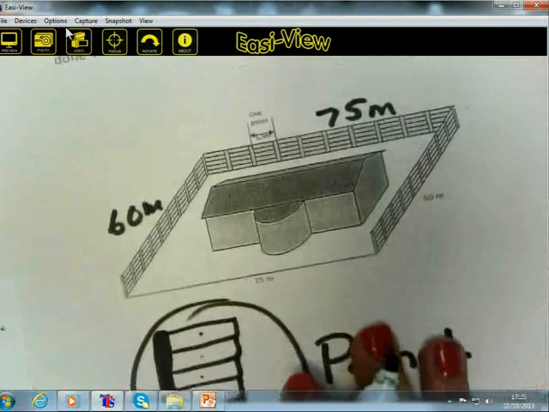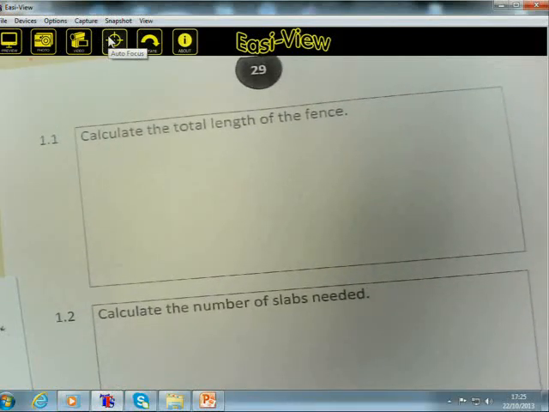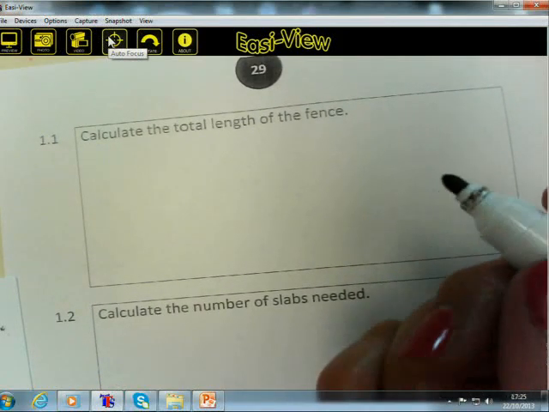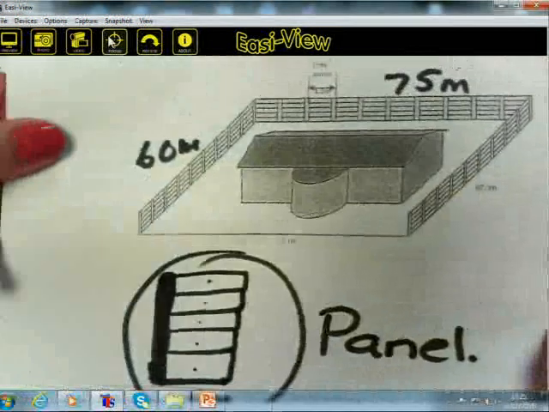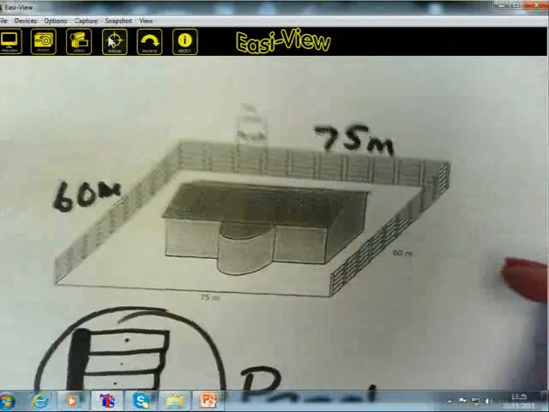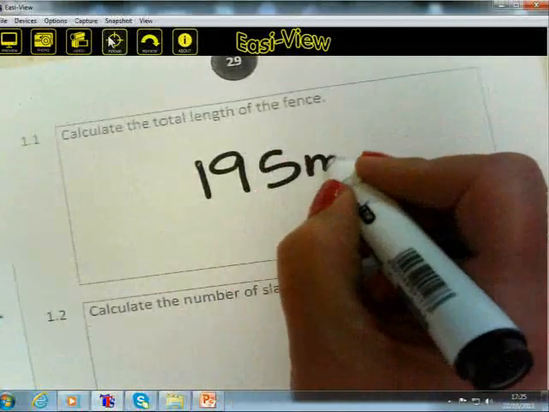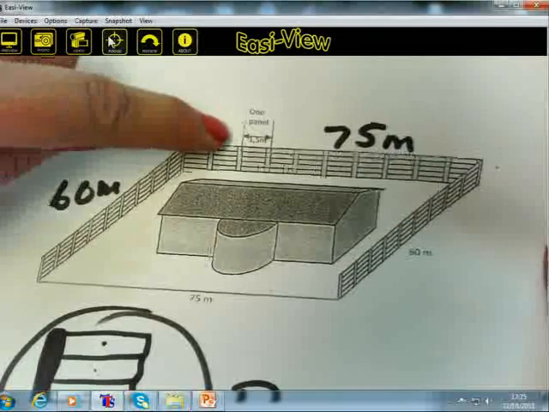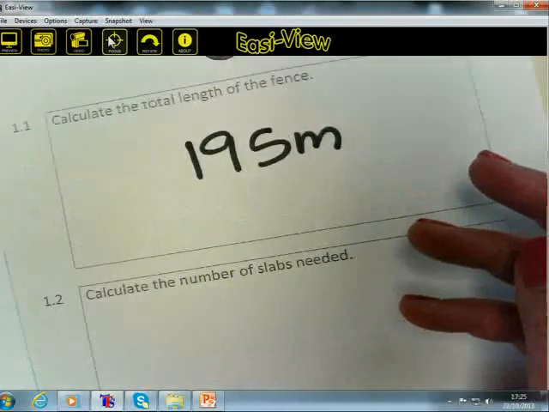All right, now the first question there, and please keep this next to you so that you can just refer back to the sketch. The total length of the fence. If you look at the picture, you will see it's going to be 60 plus 75 plus 60, and the total is 195 meters.